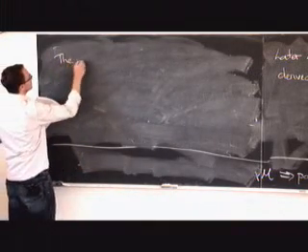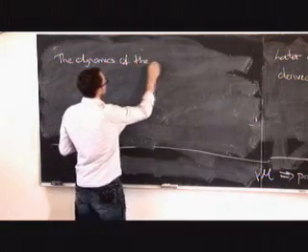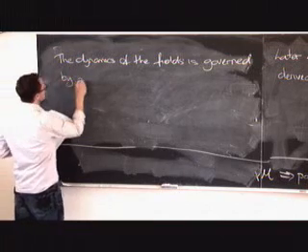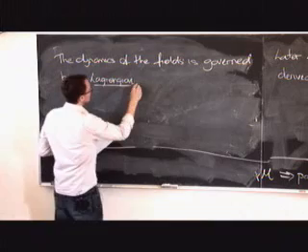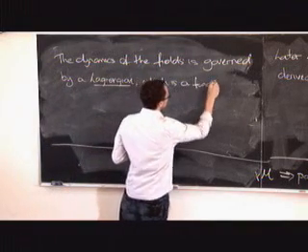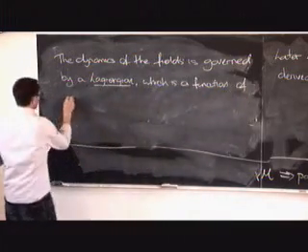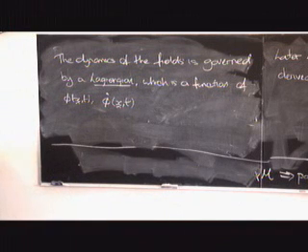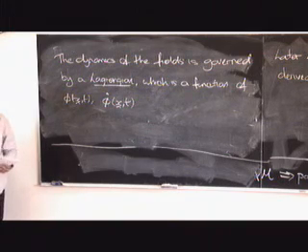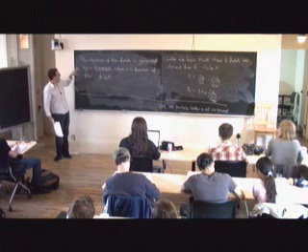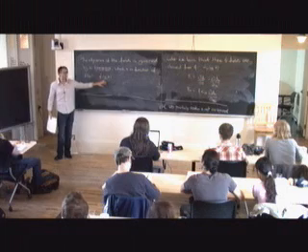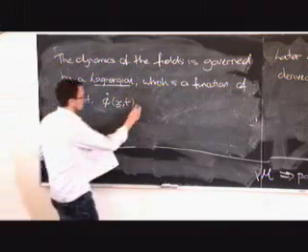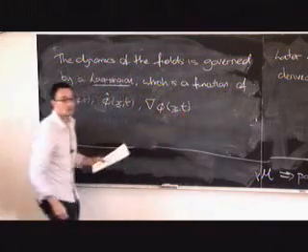So the dynamics of the fields is governed by a Lagrangian, which is a function of, well, the fields and their time derivatives. So if you think back to standard particle mechanics, the Lagrangian is typically a function of the positions of the particles and their velocities. So the analog here is the value of the field and the time derivative of the field, but now the field is also a function of space. So we're going to include in this spatial derivatives of the field.